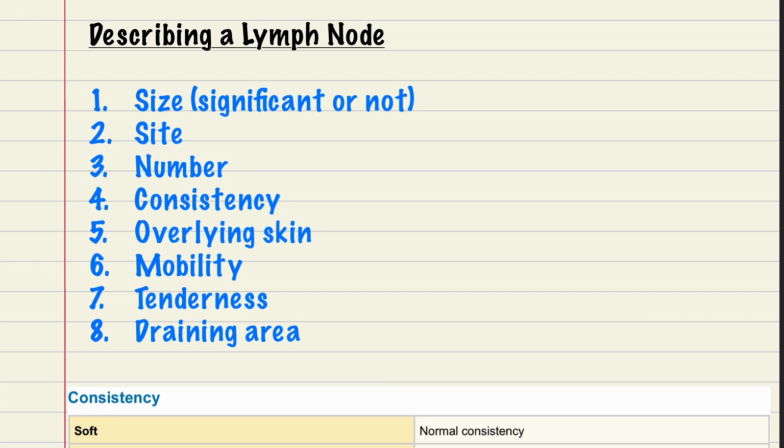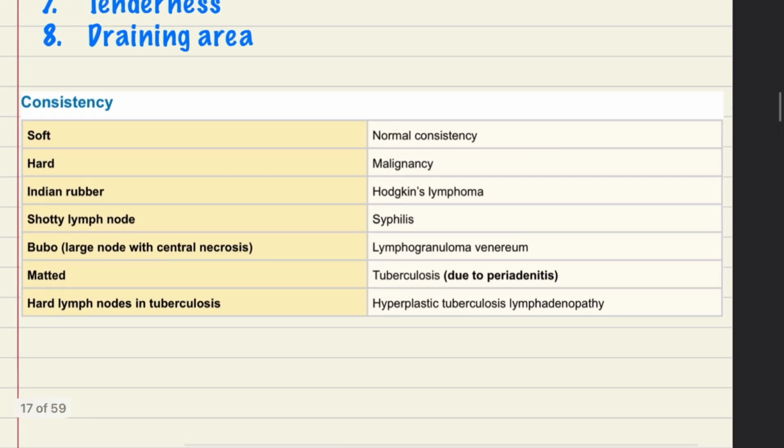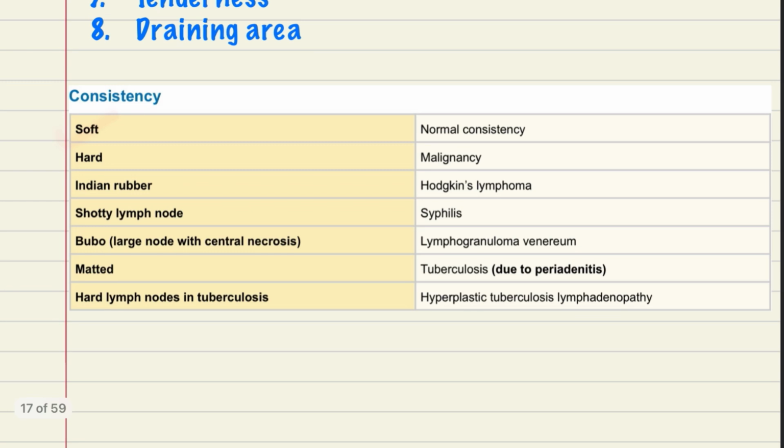So now coming to the consistency, we will describe the consistency a bit. Soft consistency is the normal consistency. In malignancy it may be hard. Indian rubber type is seen in Hodgkin's lymphoma. Shotty lymph nodes are seen in syphilis. Then bubo. What is bubo?